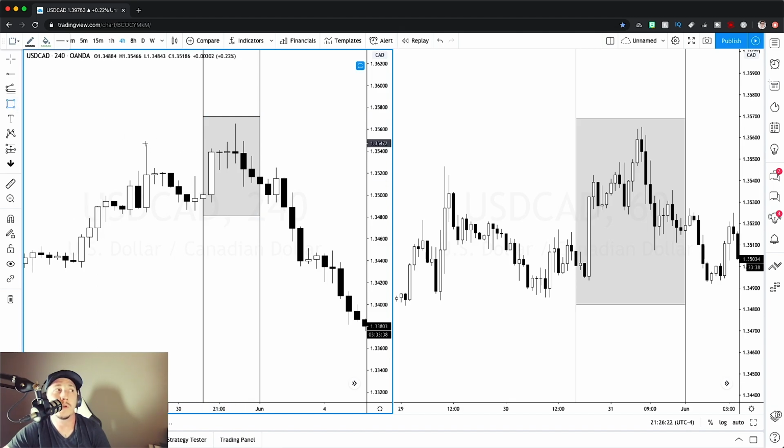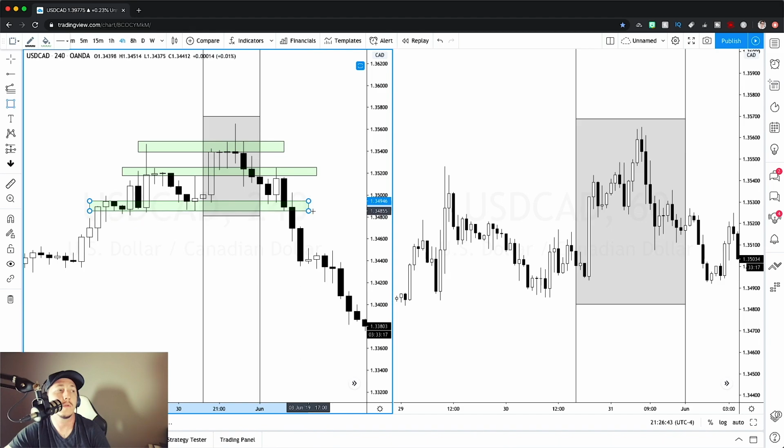See, we had a wick up top here, and we're going to have a zone in and around there. We're going to have a zone around here. And we're going to have a zone around there. All right. So that's our 4 hour time frame.